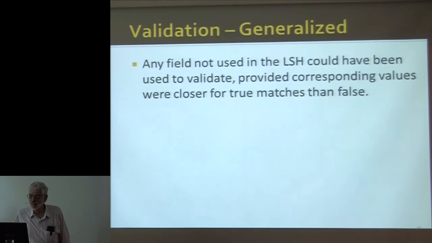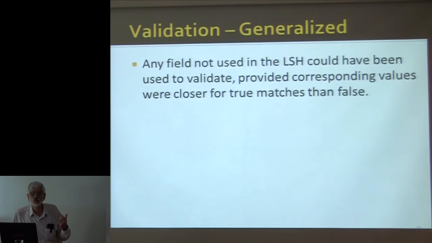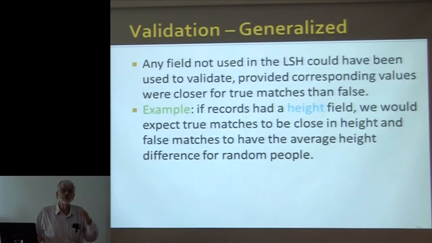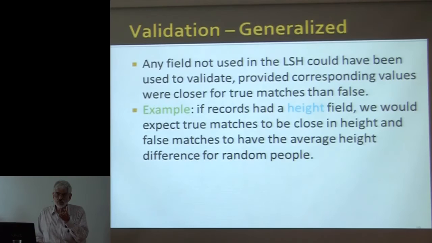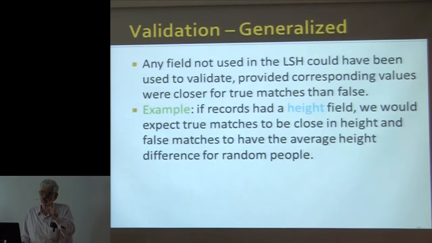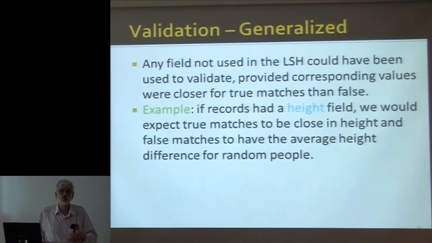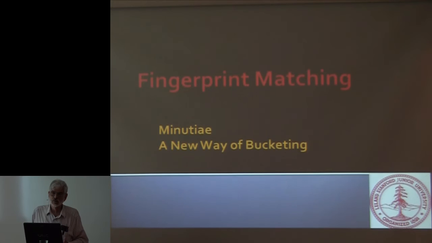And by the way, we were fortunate to have this sign-up time to do validation, but I want to point out that in almost any situation like this, you can validate in more or less the same way. Hypothetically, suppose records represent individuals and there's a height field. If it's a valid match, you'd expect the heights to be pretty much the same. There may be some measurement noise. But if they're unrelated, then the difference in heights will be whatever the average difference in height is for two random people. And you can do exactly the same calculation. Again, I'll let you think about that. But I want to talk about fingerprint matching.